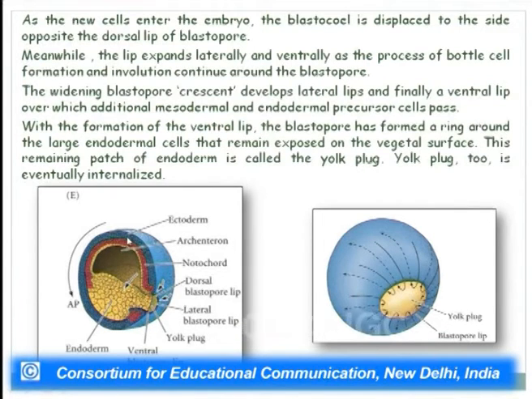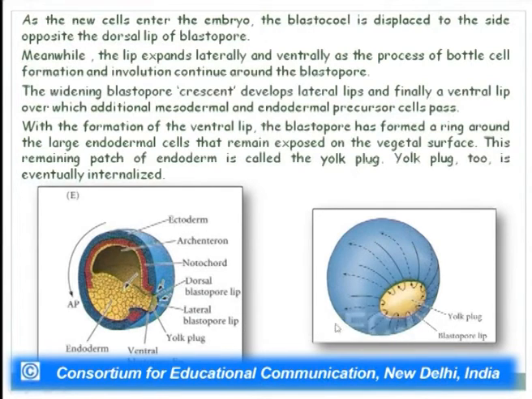So, you can see in this particular condition that this is the ventral lip that has now formed. This was the dorsal lip, these are the lateral lips, and this is the ventral lip. When the ventral lip is formed and the external endodermal and mesodermal cells are going inside, large endodermal cells remain outside at the last stage. This forms a kind of plug in the hole, and this is termed the yolk plug.